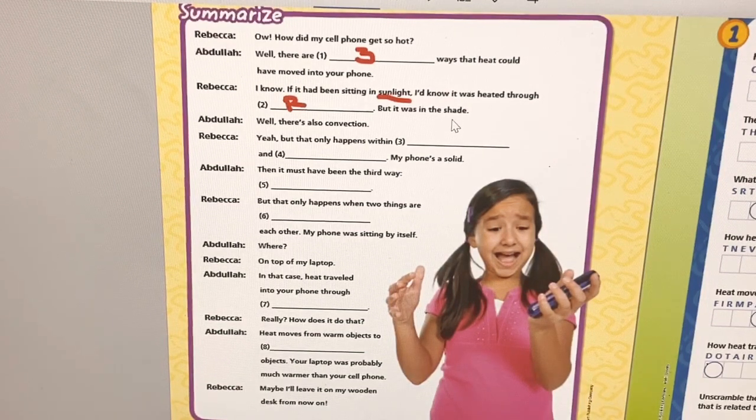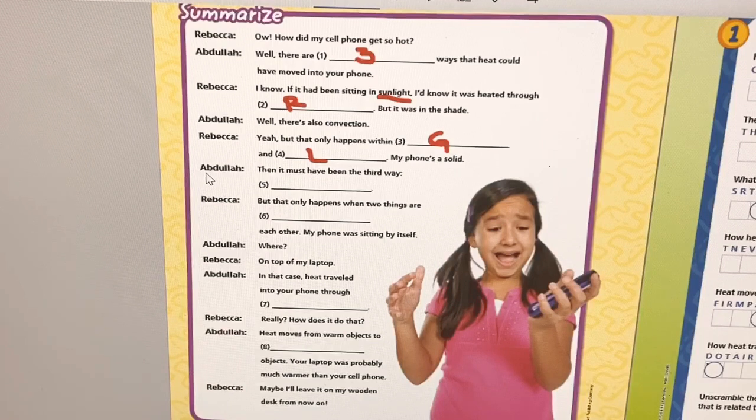But it was in the shade. Well, there is also convection. What is convection? Look at your paper and tell me what is convection. So convection, if it's going through gas or liquid. All right, yeah, but that only happens within gas or liquid. Yes, my phone is solid.